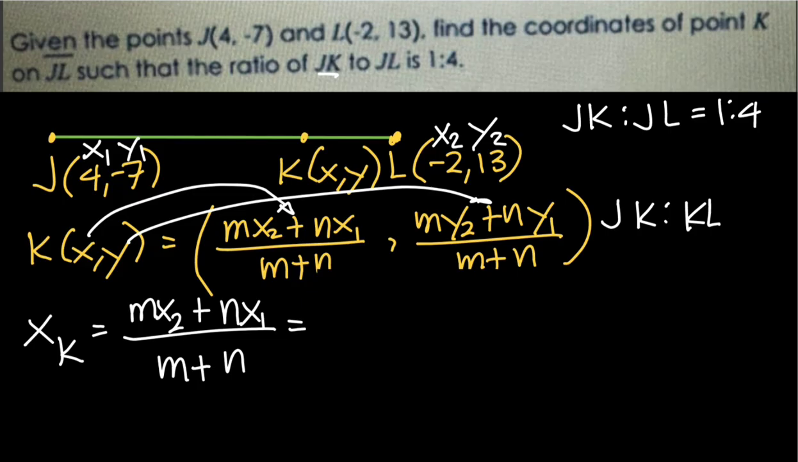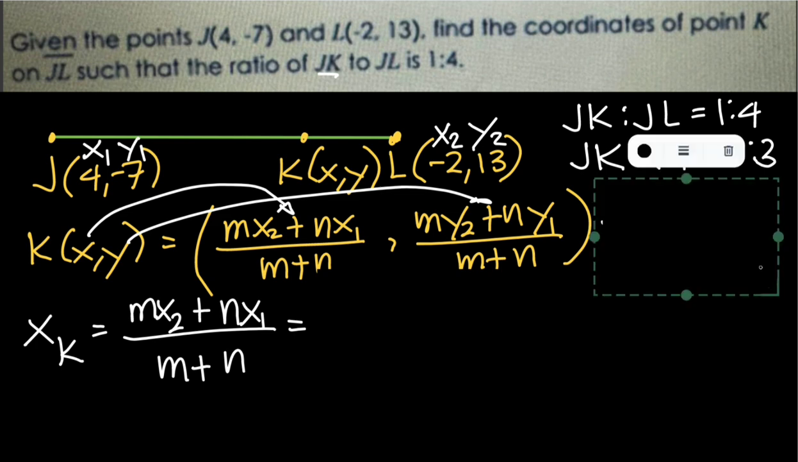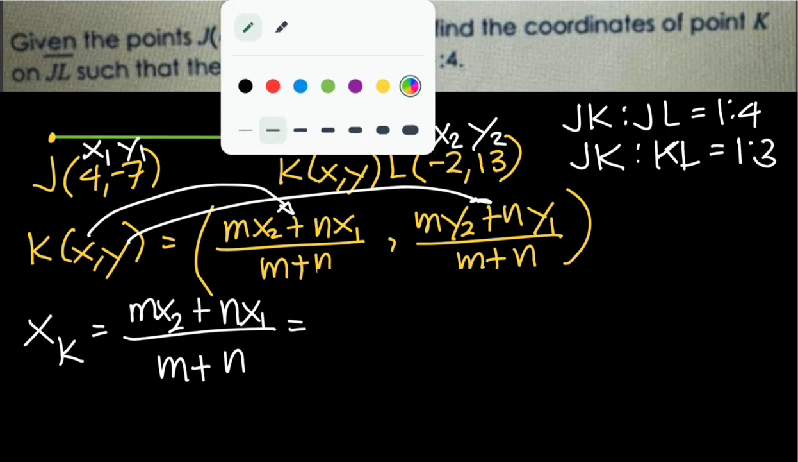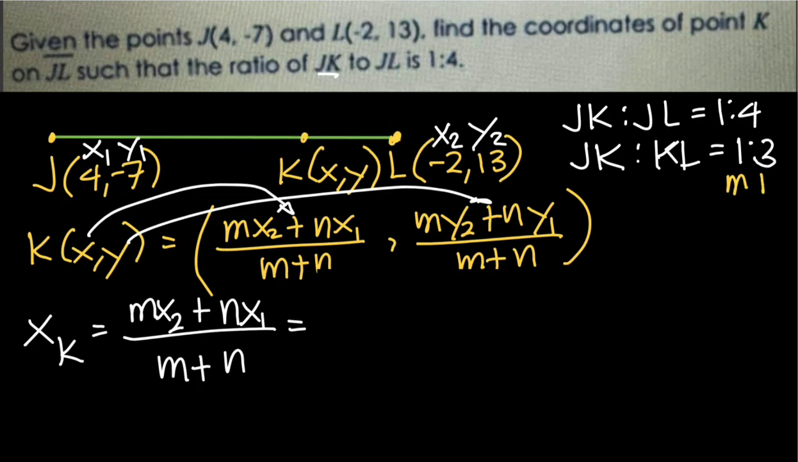So the given ratio is for JK and JL, which is 1/4. So that means point K is 1/4 of the way from J to L. Therefore, the ratio of JK to KL is just 1:3. And now we can apply the section formula. So let's plug in everything. Our m here is 1, and our n is 3.